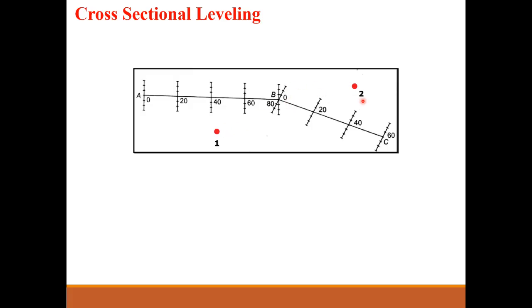Then we move toward the second position indicated by the red dot and number 2. We took again the 7 readings at point 0, 20, 40 and 60. This is how we proceed in cross-sectional leveling. So to perform a complete survey of a road or any longitudinal project, we have to perform the longitudinal as well as cross-sectional leveling of the same area. Then we can call it a complete survey.